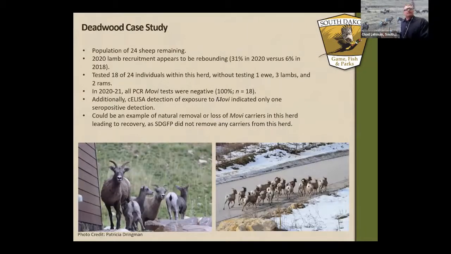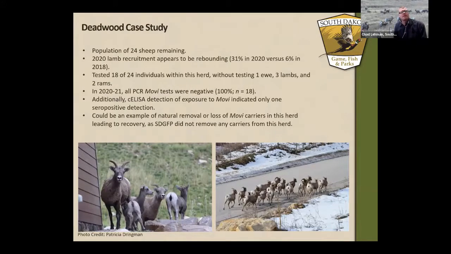So then moving into the Deadwood case study, this is a more recent study where we had 24 sheep remaining. We had noticed through our lamb to ewe ratios that lamb recruitment had been rebounding. It was 31% in 2020 versus 6% in 18. We started testing individuals. We tested 18 of 24. And so we tested the majority of the individuals, without testing 1 ewe, 3 lambs, and 2 rams. And in 2021, all PCR MOV tests were negative.